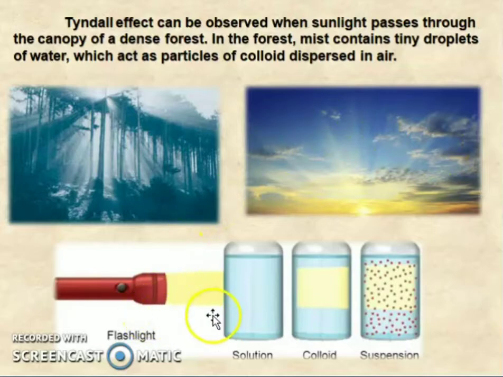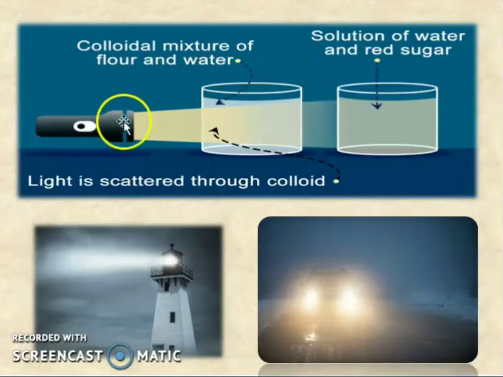Now here, the flashlight is shone through true solutions, colloids and suspensions. Here in the suspension, the suspension particles have not settled down, so we can see the Tyndall effect. Here, we cannot see the Tyndall effect. Here the light is scattered through the colloidal solution. You can see that the light is scattered by a colloidal mixture of wheat flour and water. The solution of water and sugar will not show it.